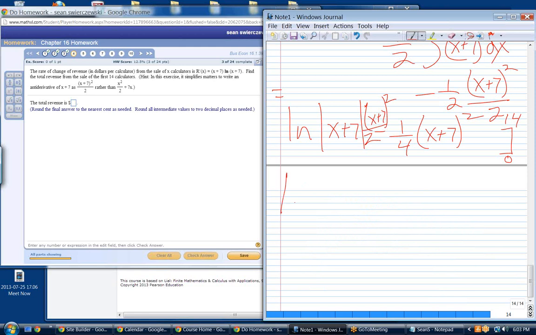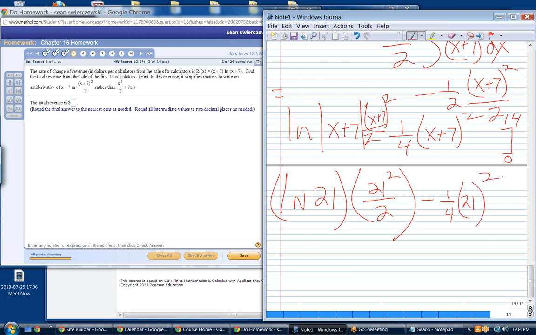So let's see, what do we have? We have natural log of 21 times 21 squared over 2. Hold on, I'm sorry. Where'd you get 21? I'm plugging in 14 for x. 14 plus 7. Oh, I'm sorry, I thought it was 14 times 7. No, 14 plus 7. Okay. Minus 1/4 of 21 squared.